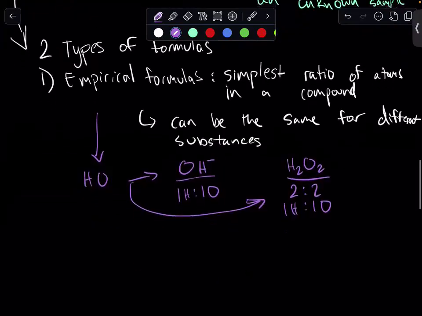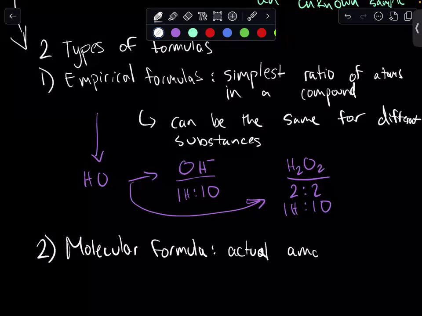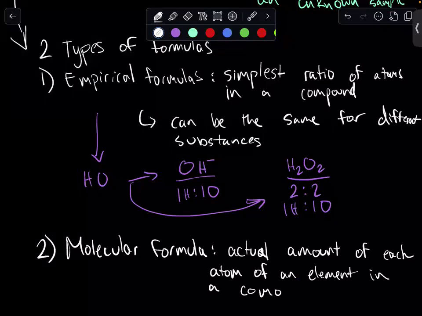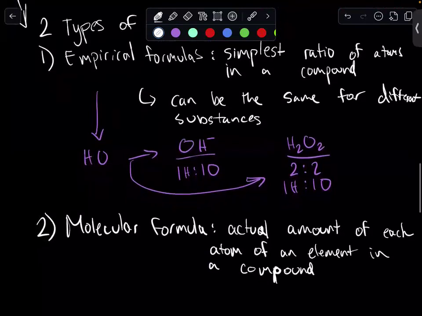So that's where we have the second type of formula, which is a molecular formula. A molecular formula is the actual amount of each atom of an element in a compound. So your molecular formula is going to be different than your empirical formula or possibly the same, but molecular formulas will be different for every substance.